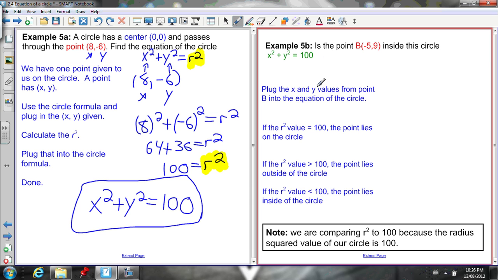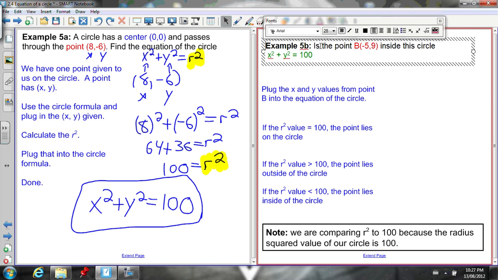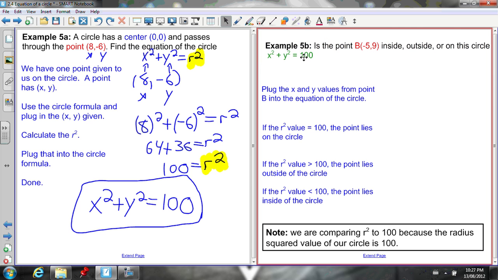Now, next, this is an extension off of that question. Okay? It might ask you, is the point -5, 9 inside this circle? Okay, it might ask you, is it inside this circle? It might ask you, is it outside? Actually, I'll write that in there. It should say, is this point inside, outside, or on this circle? X squared plus y squared equals 100.